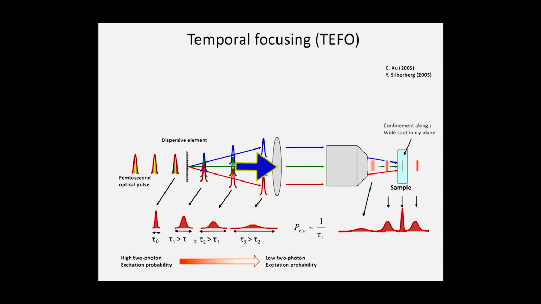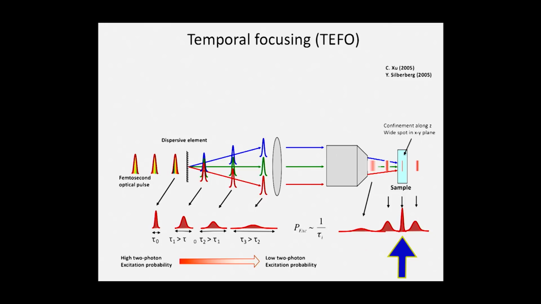And what that telescope does is it forms an image here in the sample of our originally short pulse on the grating. So what that means is that there will be only one plane in the axial location where all these spectral components will be again co-localized both in time and space, leading to this high energetic pulse that is very effective in exciting the molecules.